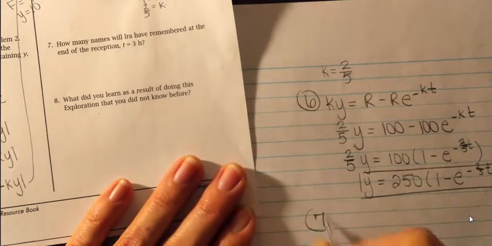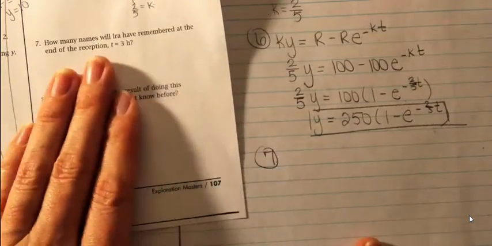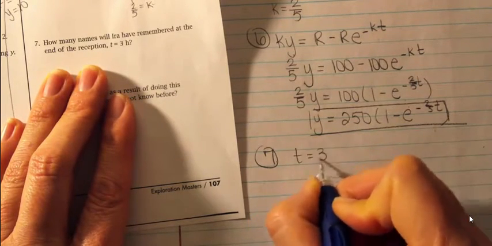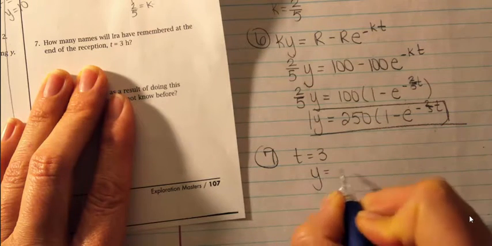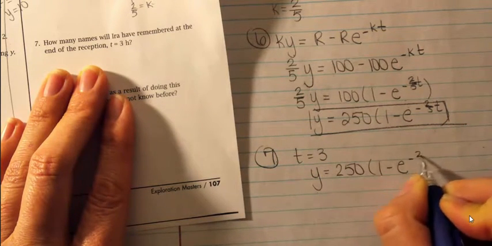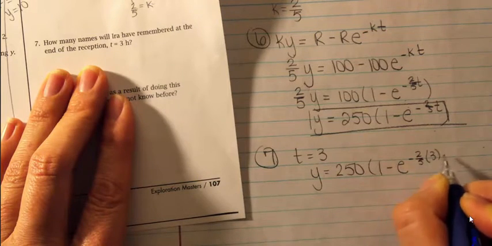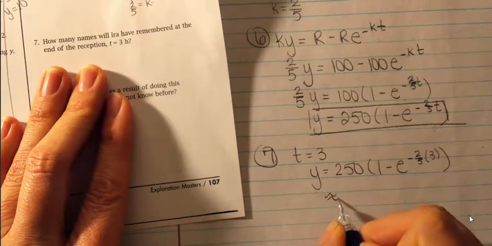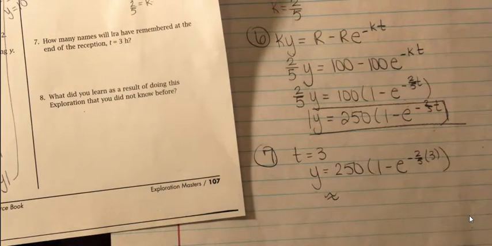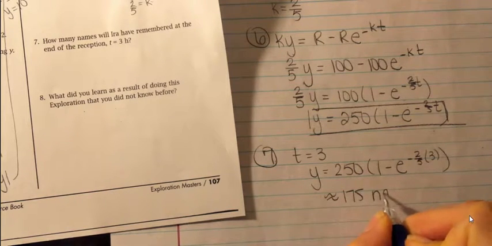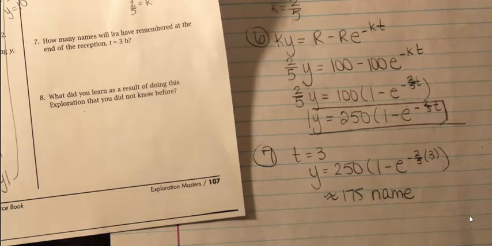And then number 7. How many names will Ira have remembered at the end of the reception? So when t equals 3. I'm going to take my equation that I got in the last problem and I'm just going to plug in a 3 there. And then if you put that in your calculator, you'll get approximately, let's see if I did this earlier. Yep, 175 names. It ends up being a little bit over that or a little bit under that. I just rounded, so it's an approximation.